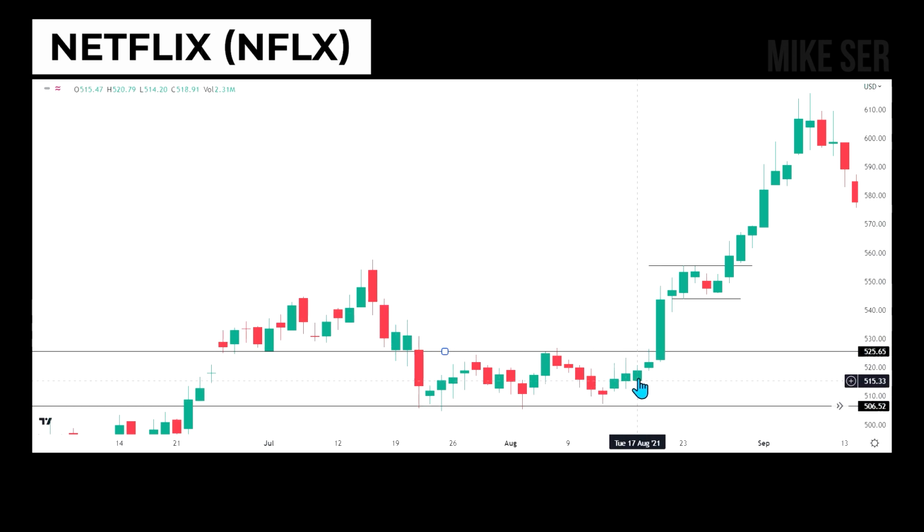But the different part is this is the cup right here, and this is the handle where it kind of goes sideways. Okay, consolidated. So you can see this little handle right here. See this drop. So there's a resistance level right here. This is the handle, and then you buy right above here, and then it goes up.